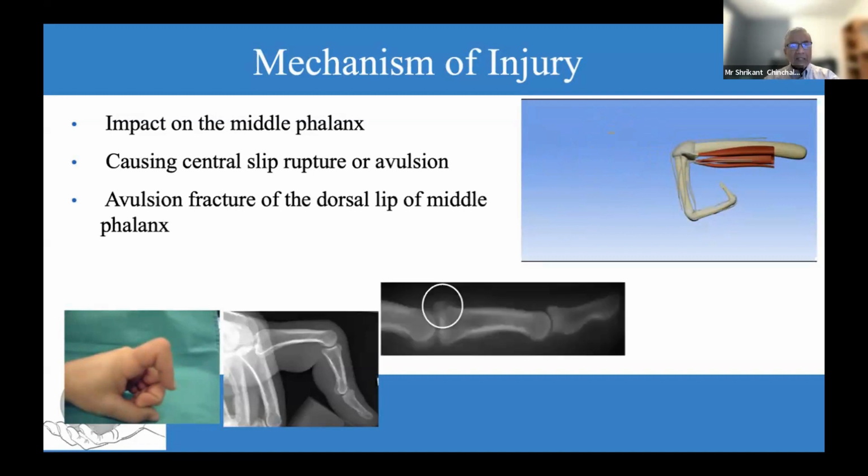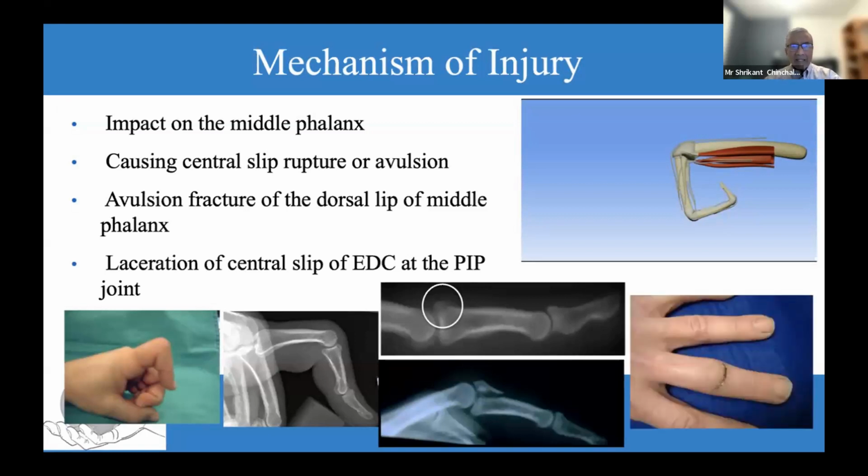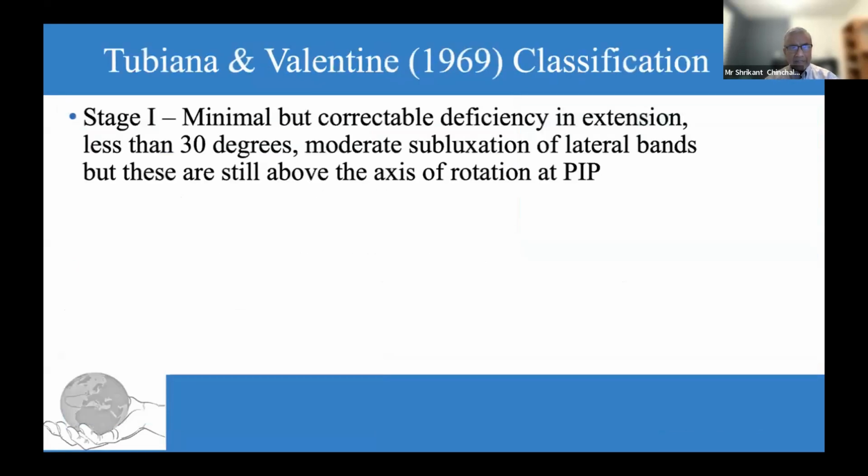It's quite likely that, depending on the extensor load at the time of impact, patients may have a small chip fracture that often is not paid attention to following an injury, and later on that magnifies over time. Or the patient may have a bigger chunk of the middle phalangeal dorsal lip fractured with the extensor tendon, which may result in a Boutonniere deformity as well. Or the injury could be caused by laceration of the central slip of the extensor digitorum communis.